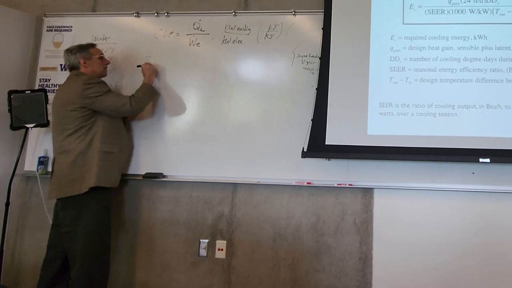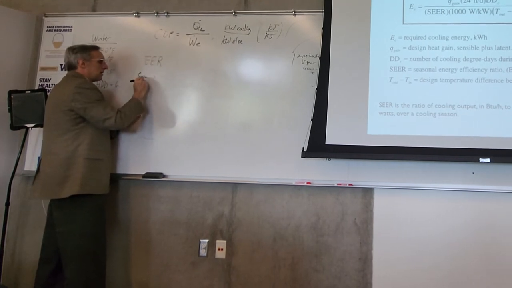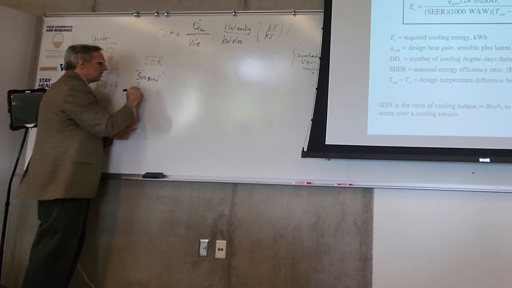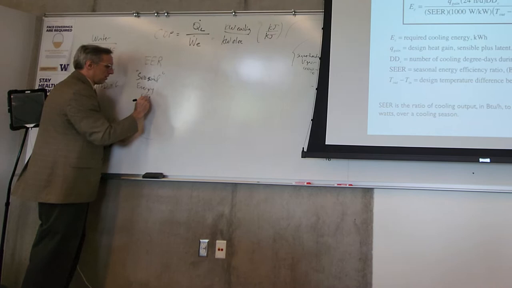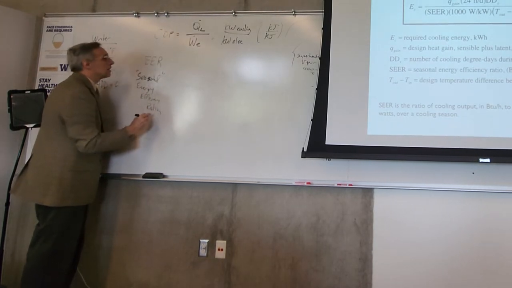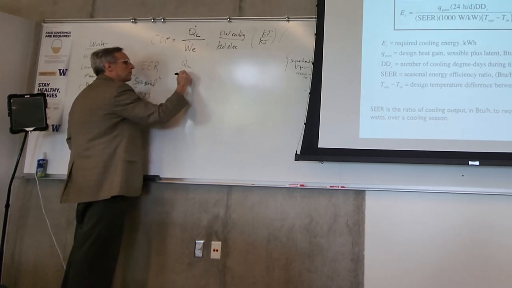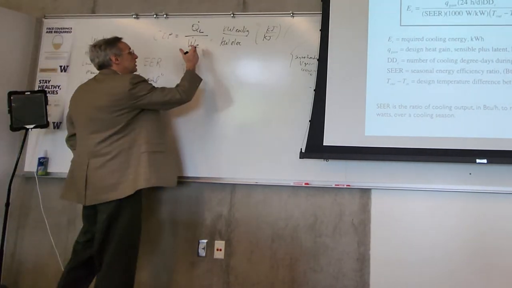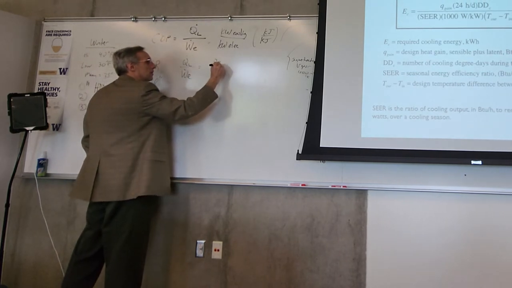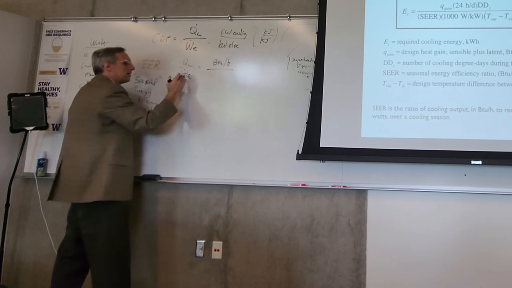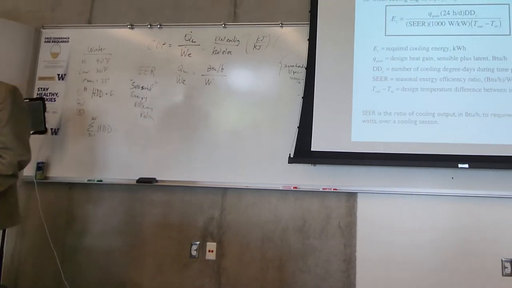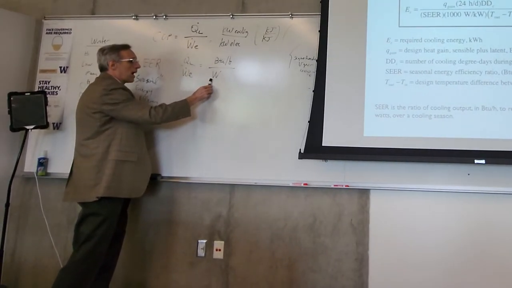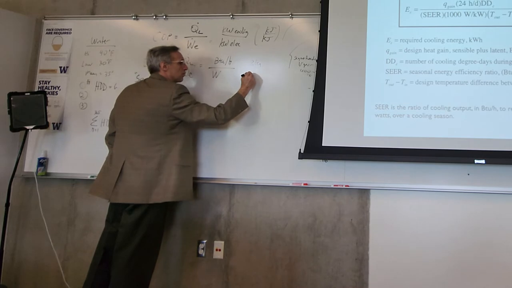But the EER, the energy efficiency ratio, and the S means it's seasonal. It's a little bit of an adjustment. So seasonal energy efficiency ratio is also QL over WE, but they use the American units for these. And in America, the unit for heating is BTU per hour. But then work in is only BTU. And then our electrical unit is watts. So it's not a dimensionless quantity. It's BTU per hour divided by watts, or we usually see it as BTU over watt hour.